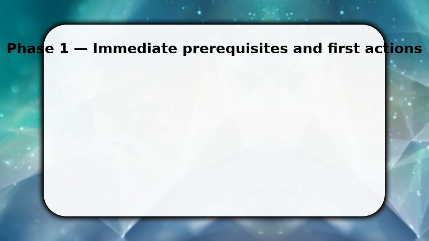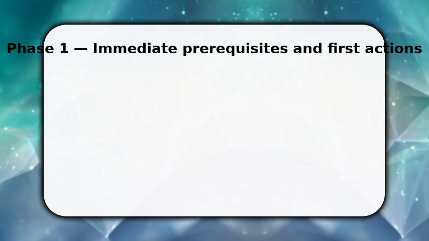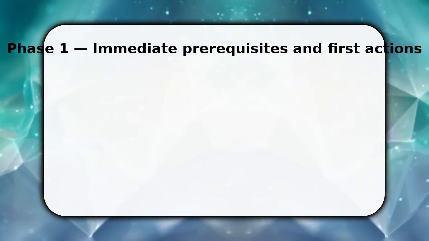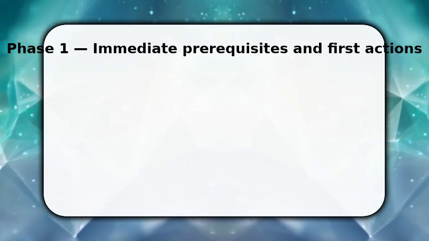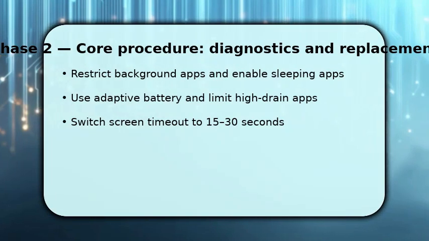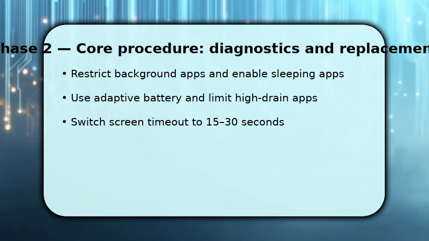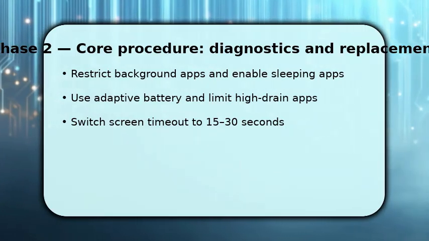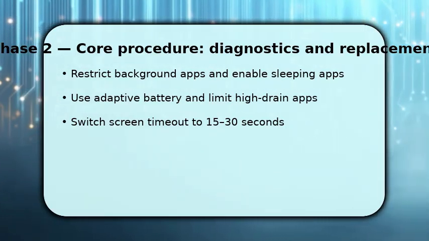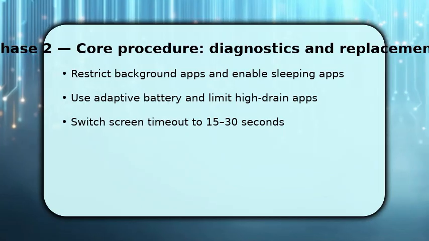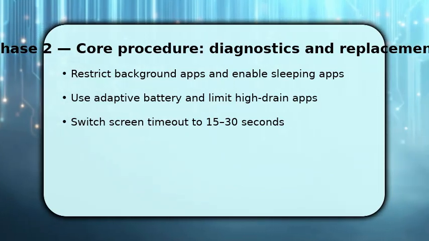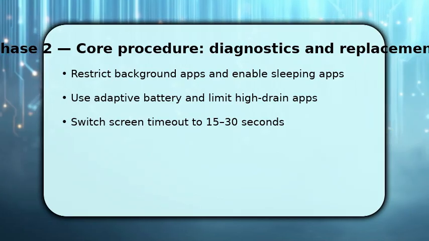Once done, make sure to monitor battery percent for 30 minutes. Now you tighten system behavior to extend runtime. Open Settings, restrict background activity for junk apps, and add seldom used apps to sleeping apps so they don't revive in the background. Turn on Adaptive Battery to prioritize resources for apps you use frequently. This optimizes CPU and wake locks.